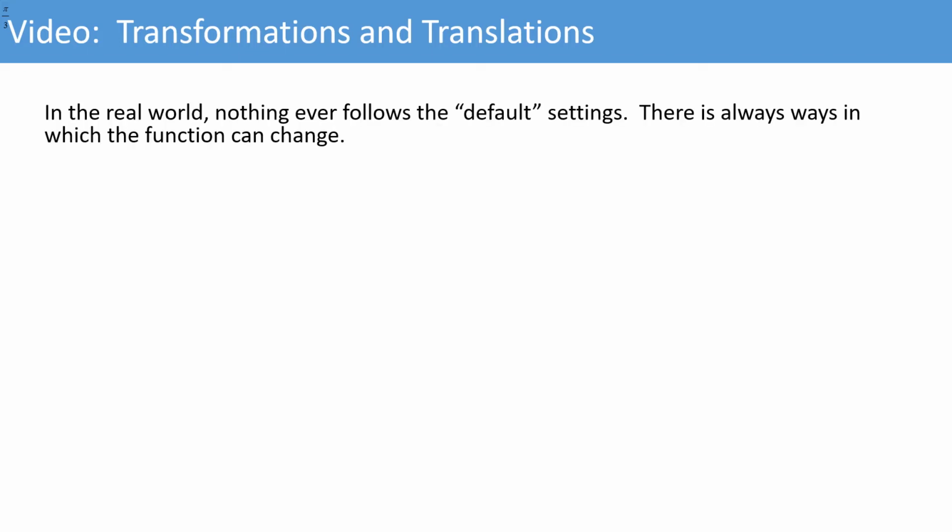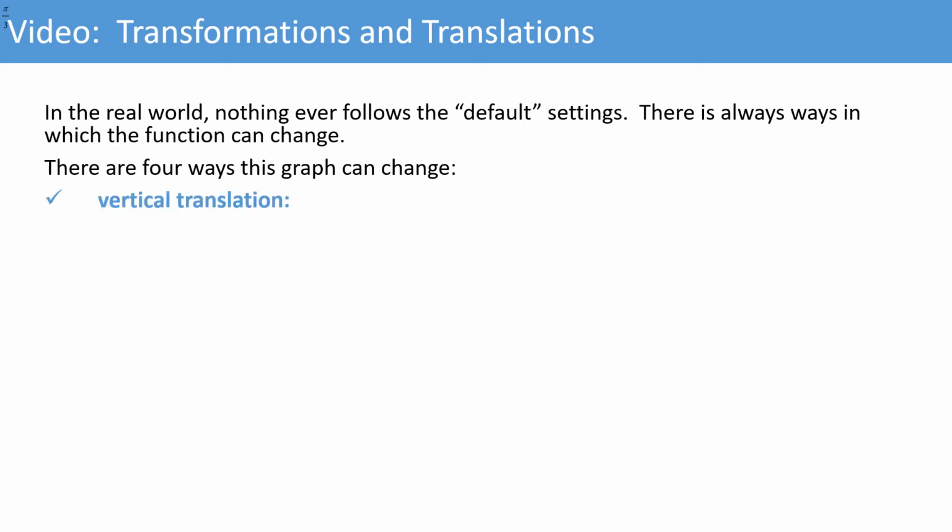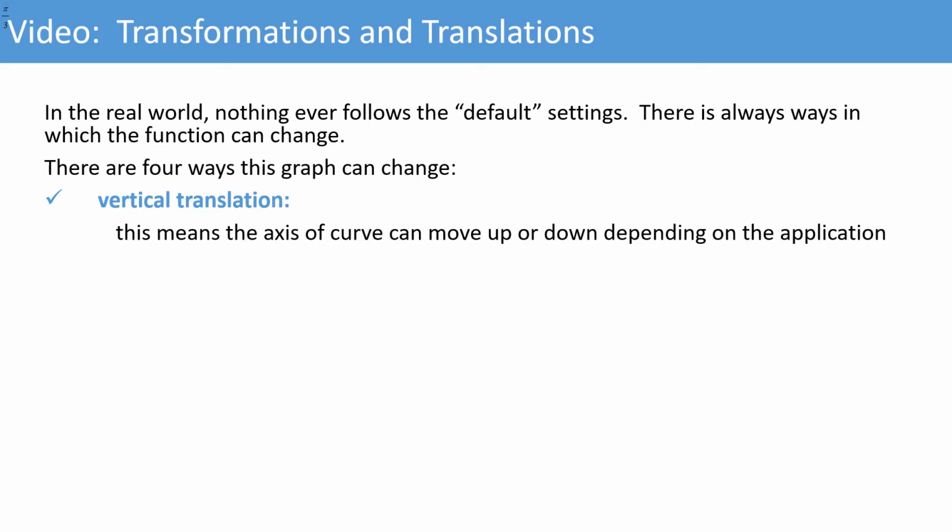In the real world, nothing ever follows the default settings. There are always ways in which the function can change. There are 4 ways that you can change the graph of a trigonometric function. The first is a vertical translation. This means the axis of curve can move up or down depending on the application.